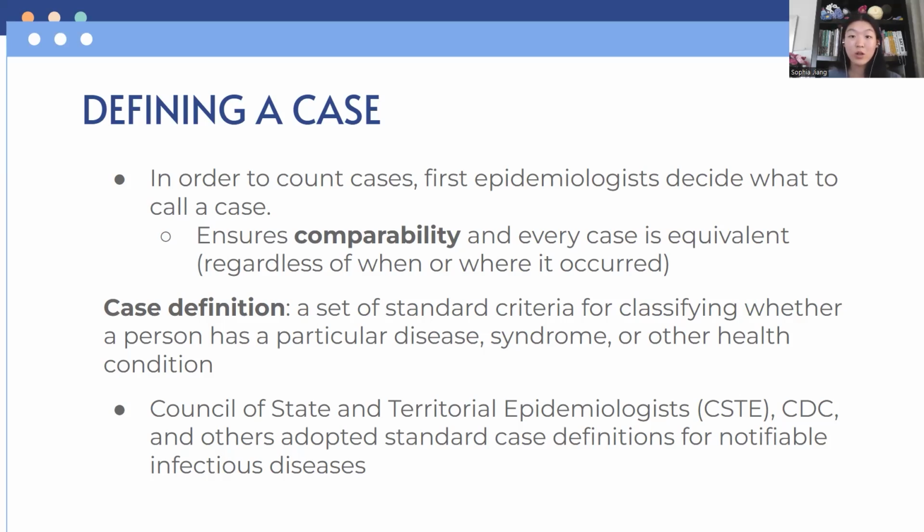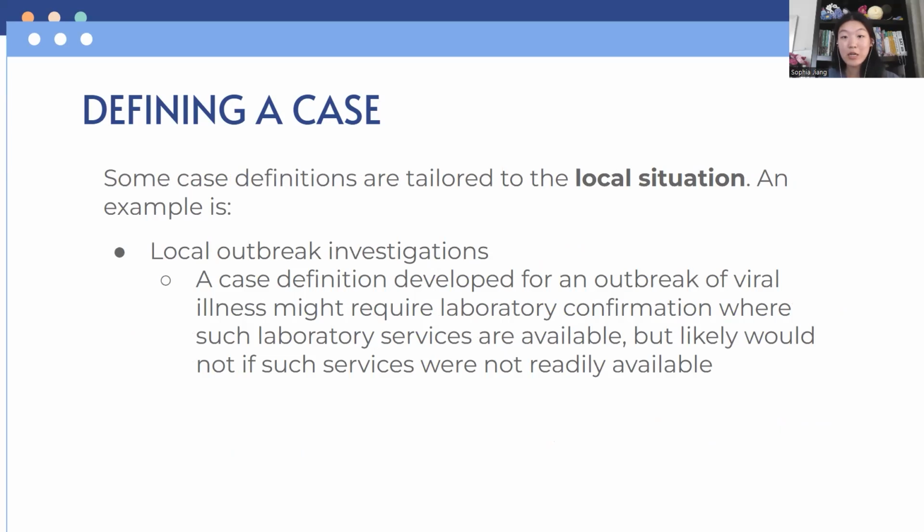Now, these organizations work on an international level to ensure comparability around the world, but sometimes case definitions are tailored to the local situation. Here's an example to help clarify this term. If we're talking about a local outbreak investigation, sometimes the case definition might be altered. The case definition might require a laboratory confirmation where such laboratory services are available, but likely would not if such services were not available. Because in that case, if we had to have laboratory confirmation in the case definition, then we would severely underestimate the number of cases, and that would be incorrect data on which to base decisions. So sometimes we have to think more about what is happening in that particular place, particular time, et cetera.